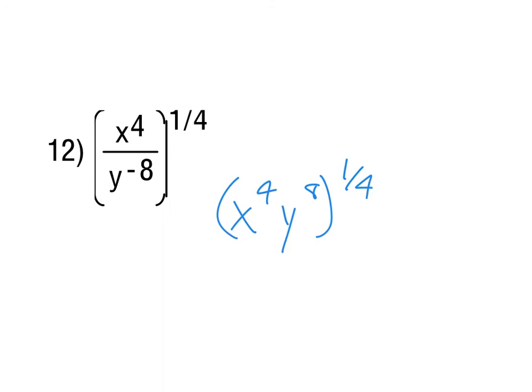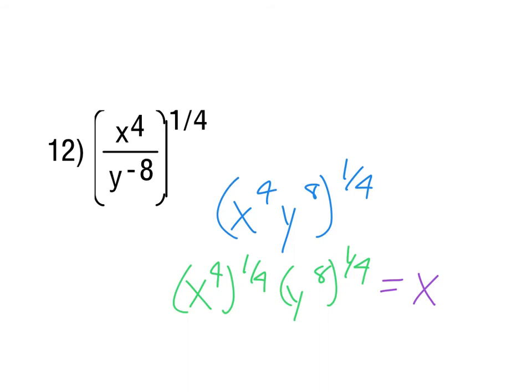So again, there's really two properties we're using here. It's the power of a product property. So we take the x to the 4th to the 1/4 power and the y to the 8th to the 1/4 power. Parentheses are really just for emphasis. And then the power of a power property, which says we multiply the exponents together when you have a power of a power. Well, that ends up just being x to the 1st power, because 4 times 1/4 is 1, and y to the 2nd power, because 8 times 1/4 is 2.